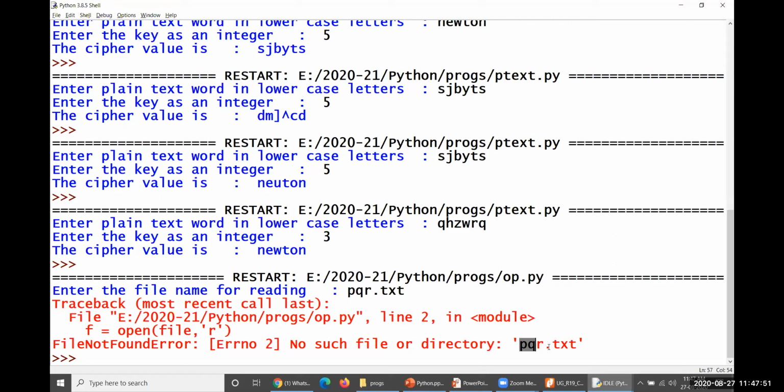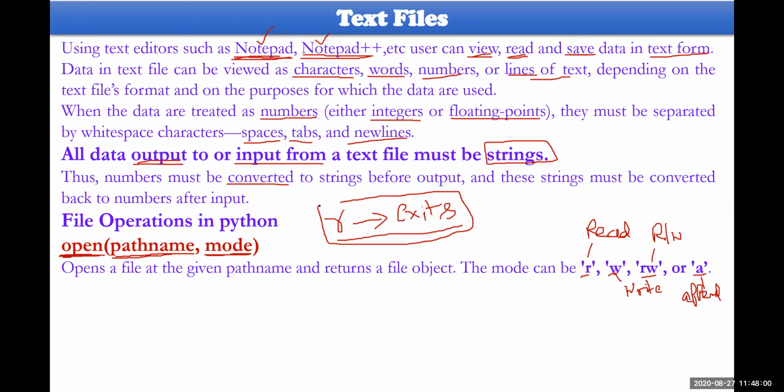The name is pqr.txt. So what you understand is read only. The read mode will always check whether the file exists or not. If it exists, there is no problem. It can perform the operation properly. If it does not exist, it will give you an error message: file is not found, so I cannot do anything for you. That is what it does for read.